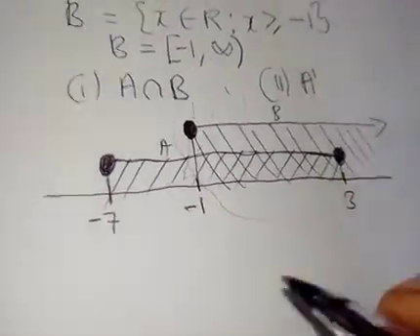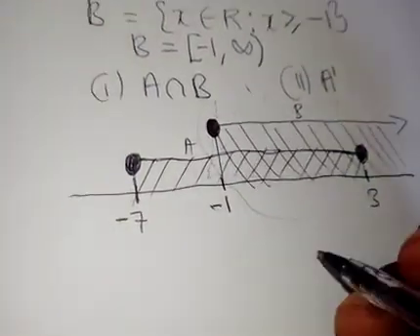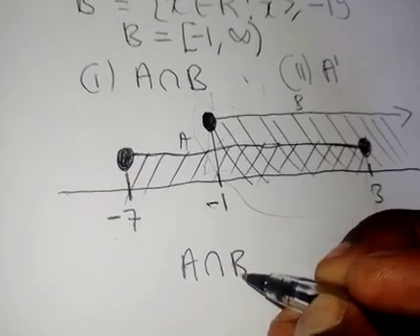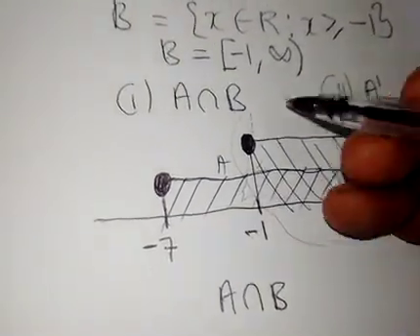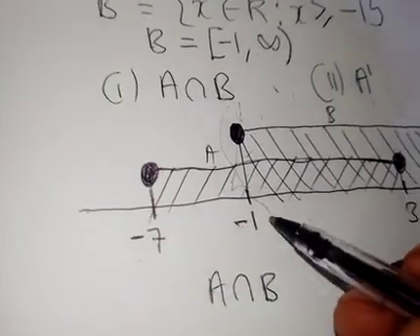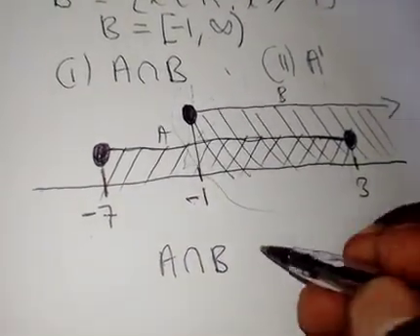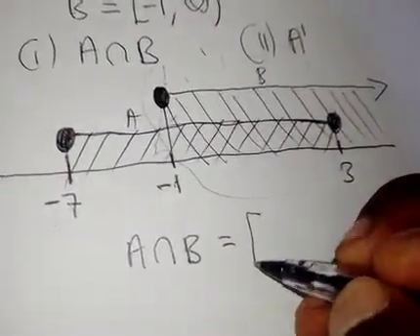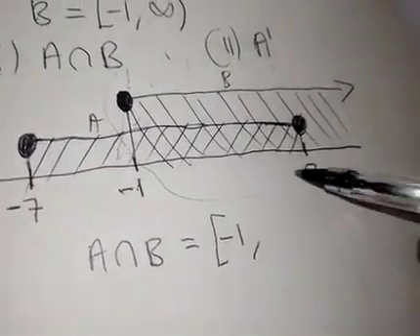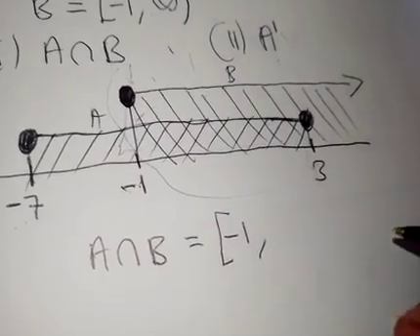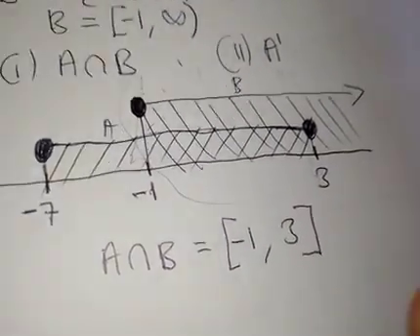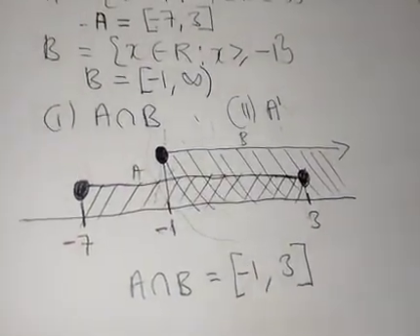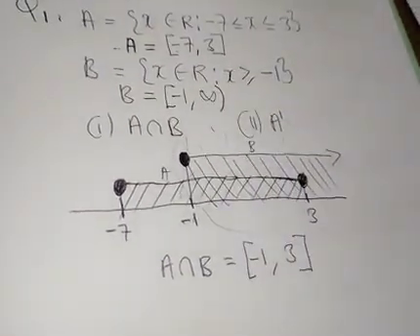For A intersect B, as you can see, the region which is shaded is from negative 1 to 3. Negative 1 is part of the set, so it's negative 1, comma 3. Just get the region that is shaded. That's how you go about it. So that's the first one.